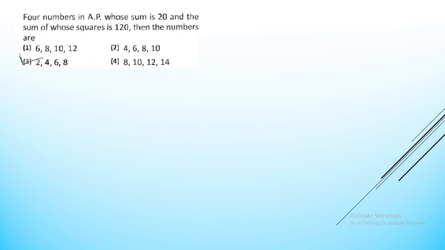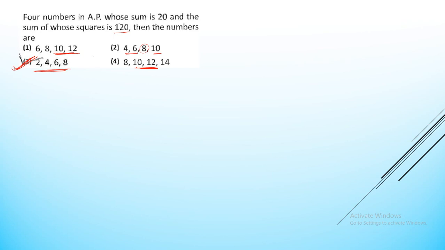Next, moving on to one more question. 4 numbers in AP whose sum is 20 and the sum of whose squares is 120, then the numbers are. So simply, from the options, this is crossing 20. Only 2 terms' sum is crossing 20. Here the sum of 3 terms is equal to 20 and we are having 8 more. Next, here also the sum of 2 terms is crossing 20. So from this, simply this is my odd man out. So directly this is my answer.